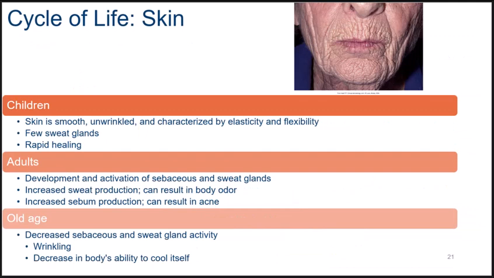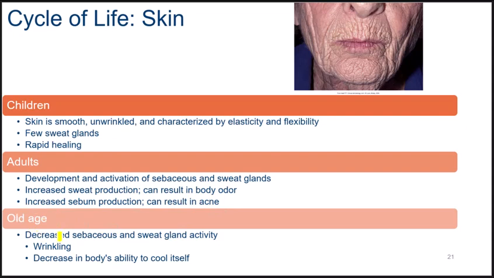And on our last slide, talking just about the cycle of life, much of this is pretty obvious, but children have this smooth, unwrinkled skin, lots of elasticity and flexibility, very few sweat glands at their young age, and healing is quite quick. Adults start to develop and activate their different glands, such as sebaceous and sweat glands. There's going to be an increase in sweat production, and that's the contributor to body odor. It's not just the liquid that's being released in sweat, it's the bacteria in the area that can lead to body odor. And then increased sebum production, this can result in the development of acne.